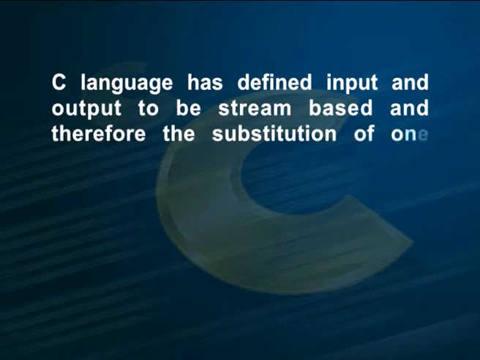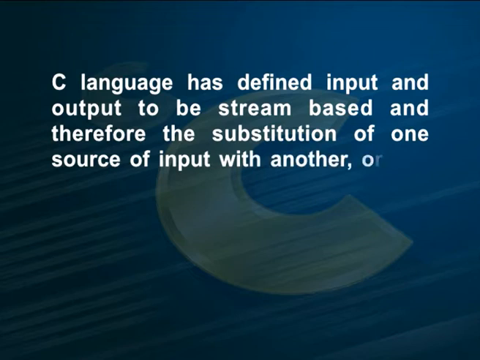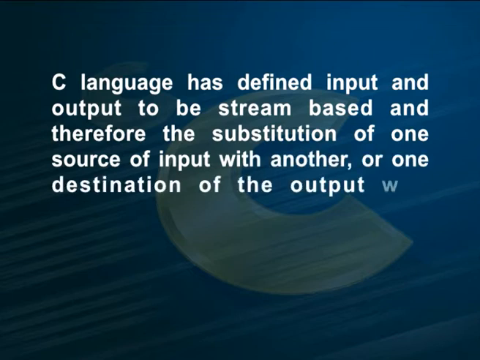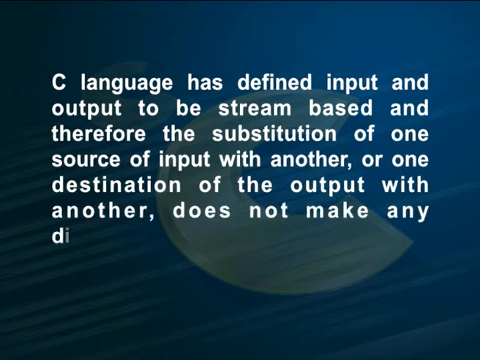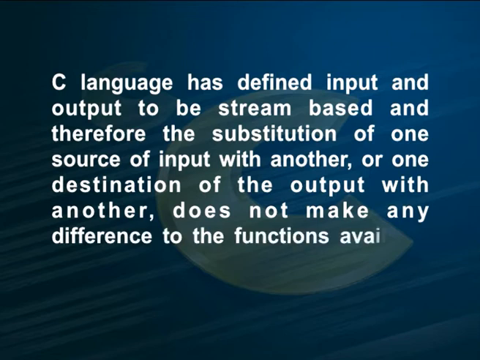Such redirection is possible because the C language has defined input and output to be stream based, and therefore, the substitution of one source of input with another or one destination of the output with another does not make any difference to the functions available in the library. Also, most operating systems define input and output as just text streams. Therefore, substituting files for keyboards or files for monitors is a natural thing to do.